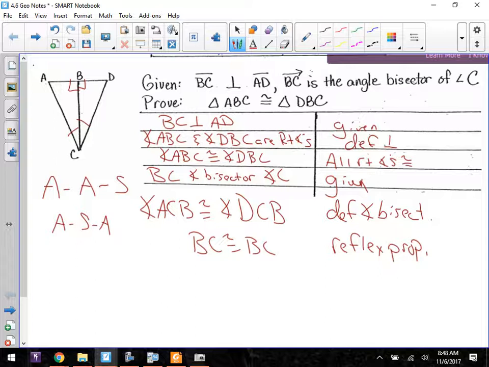It's not shared side. I know that's what we wrote on there, look for a shared side, but the rationale behind it, the reason behind it working is because of the reflexive property. That's what we're using. Okay. Now, do you have two triangles congruent? Yeah. And the reason was angle side angle.